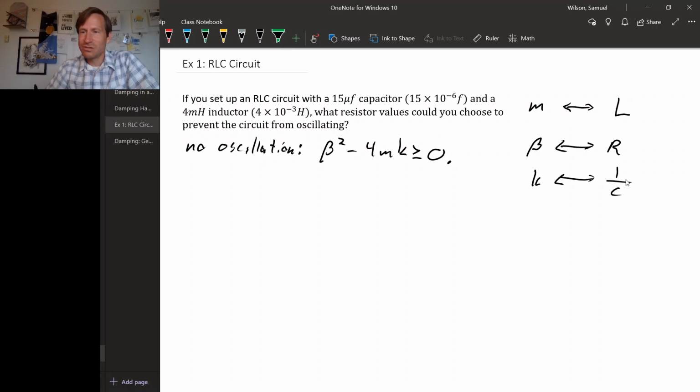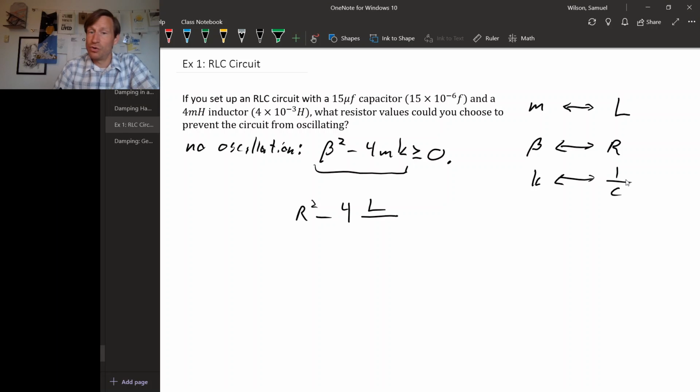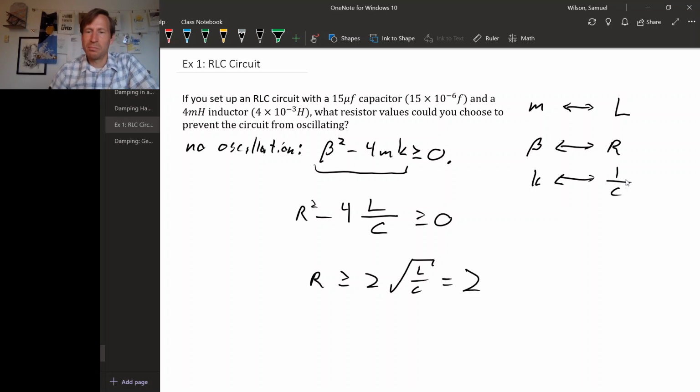Okay, so with these correspondences in mind, we can rewrite this value in terms of our circuit components. So instead of beta squared minus 4mk, it's going to be R squared minus 4 times L over C. And we need that to be greater than or equal to 0. So our resistor has to be greater than or equal to, it looks like, 2 times the square root of L over C. And now we can just put in all our component values.